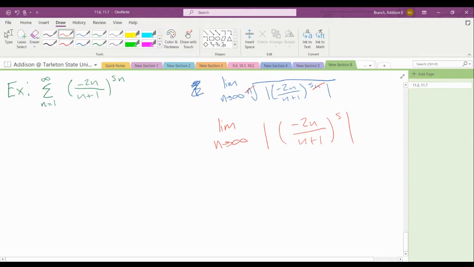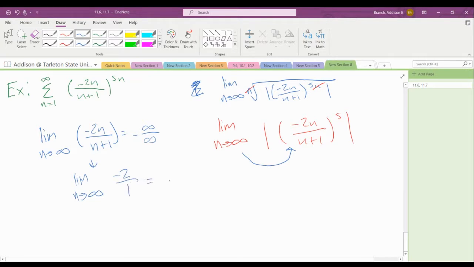All right, so this one just as it is, you could work with it. Or I believe we used this theorem a couple weeks ago where we can look at the inside and work inside out with our limit to make this a bit easier. So we can take our limit as n approaches infinity of negative 2n over n plus 1. We're going to get negative infinity over infinity. Do L'Hopital's. We're going to get negative 2 over 1. So negative 2.